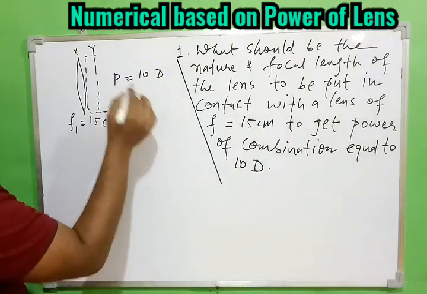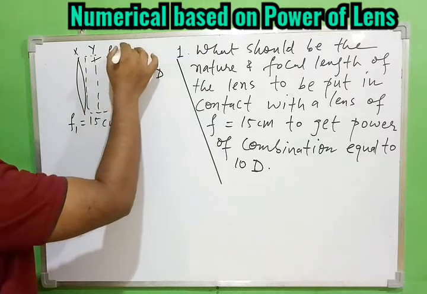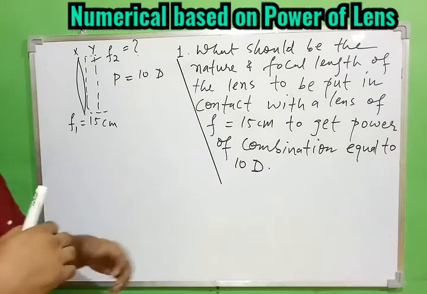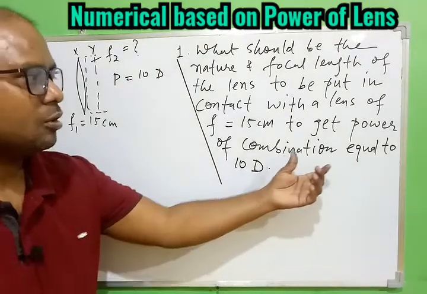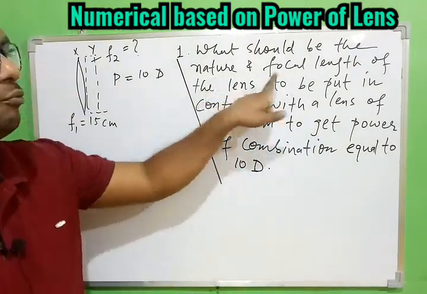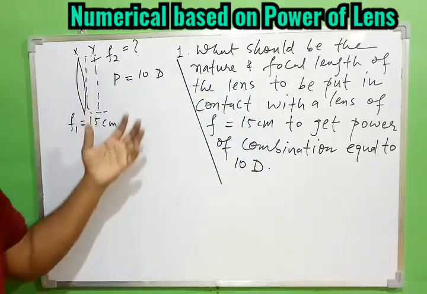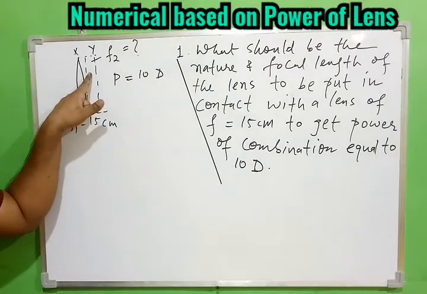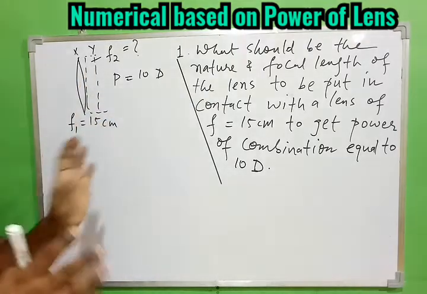So what is the value of focal length of the second lens? That we don't know. And what kind of lens is this? Because the question is nature and focal length. Nature means whether it is positive or negative power. That will help us to identify if the lens is convex or concave. So let's try to solve it.